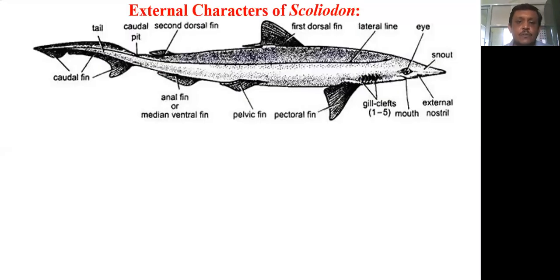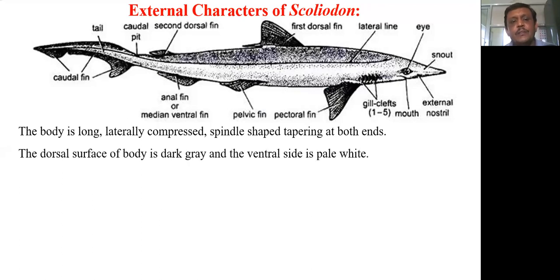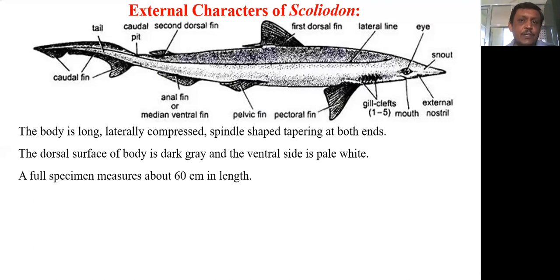External characters of Scoliodon. The body of Scoliodon is laterally compressed. It is spindle shaped, as we have already said, well adapted for an aquatic mode of life. It is tapering at both the ends. The dorsal surface of the body is dark gray, that means the upper or dorsal side is dark gray, while the lower or ventral side is pale white.